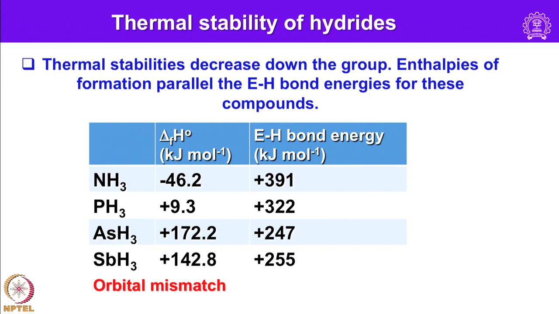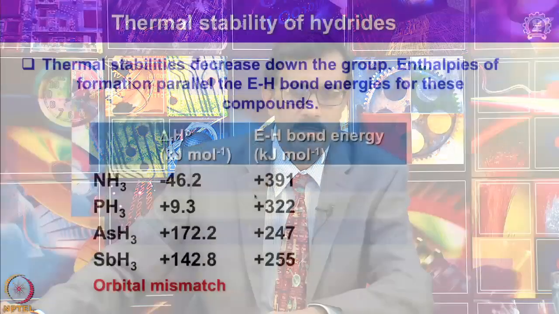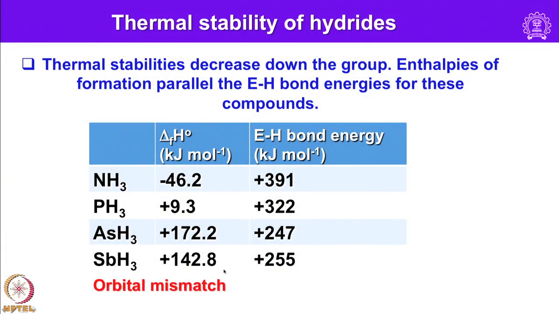So, that indicates essentially heavier group 15 hydrides are unstable, and this is essentially because of the orbital mismatch. The sp3 or p3 orbitals involved from heavier elements are essentially overlapping with 1s of hydrogen, a very small one. So, in this case what happens, because of orbital mismatch the bonds are not very strong, and that can be seen from these thermodynamic entities given here.